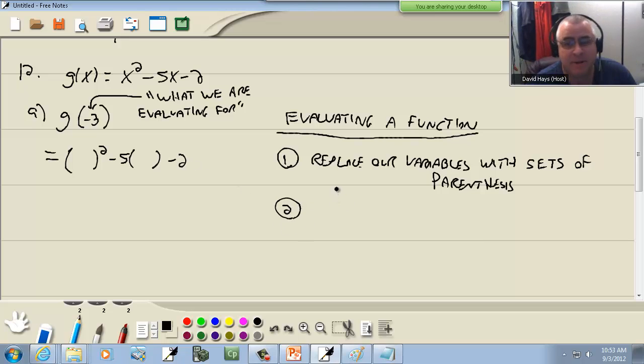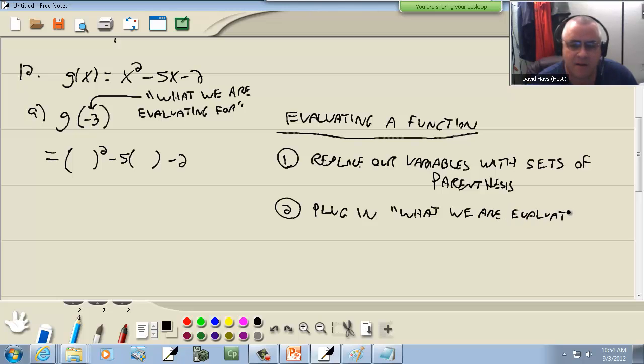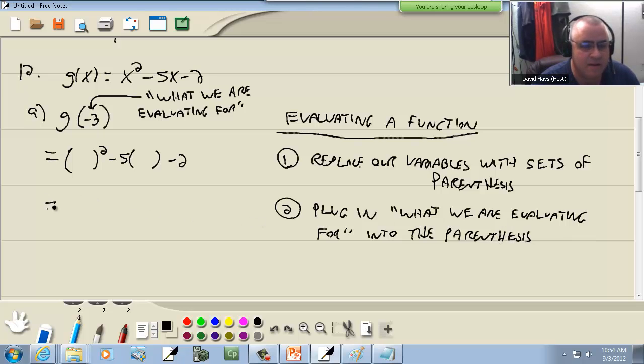Usually people, when they mess up on these, mess up on signs and so forth. So it's a good idea, first step, just go through and put parentheses wherever you have variables. Then step 2, plug in what we are evaluating for into the parentheses. Now again, whatever we have inside the parentheses here is what we're going to put in the parentheses at this point.